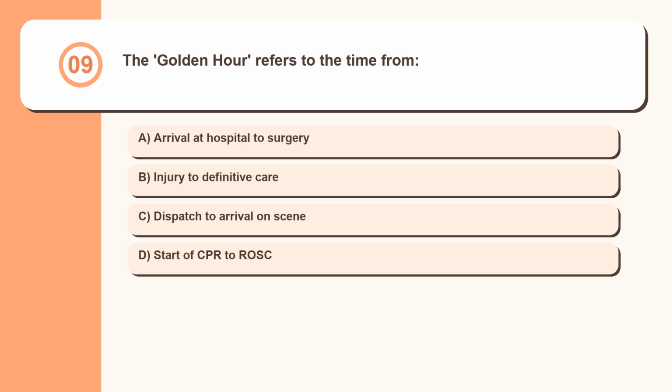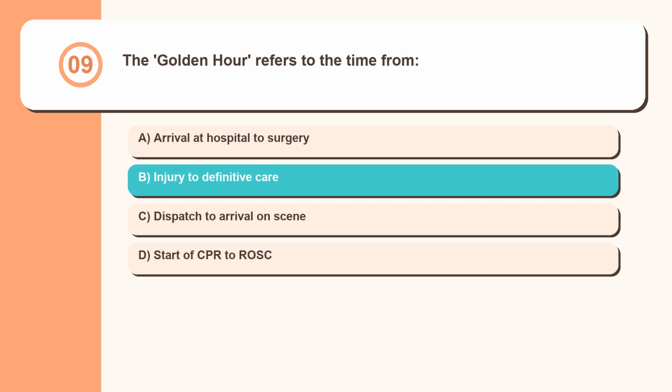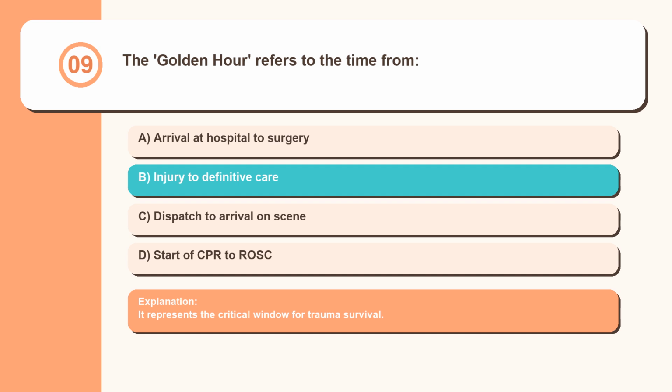Question 9. The golden hour refers to the time from arrival at hospital to surgery, injury to definitive care, dispatch to arrival on scene, start of CPR to ROSC. It represents the critical window for trauma survival.